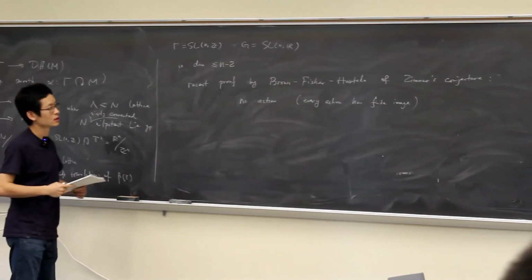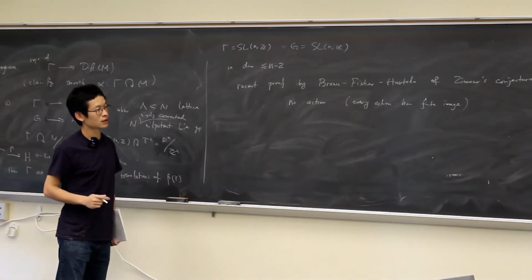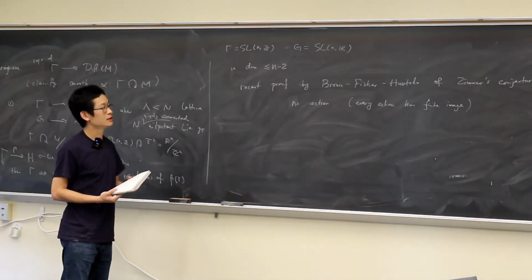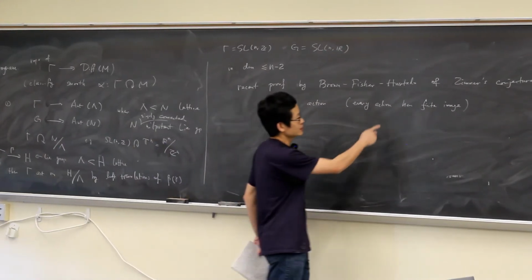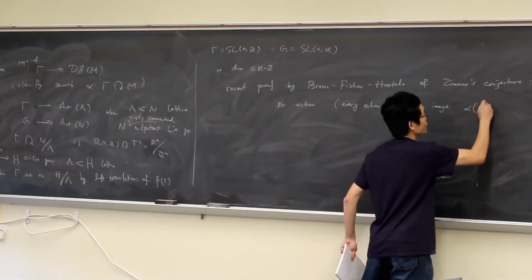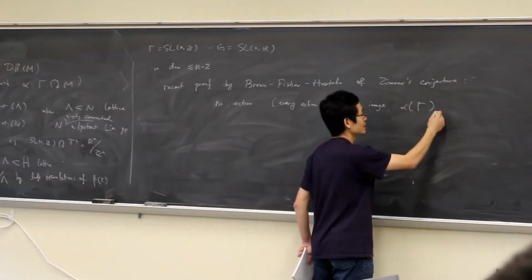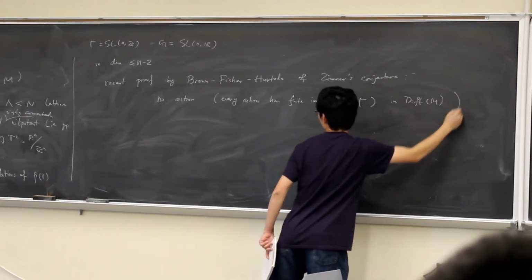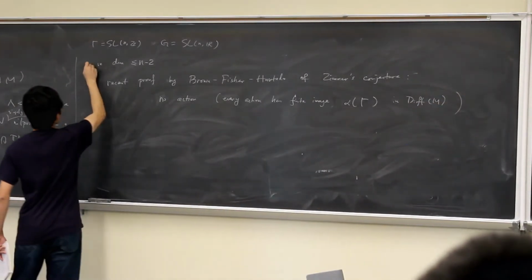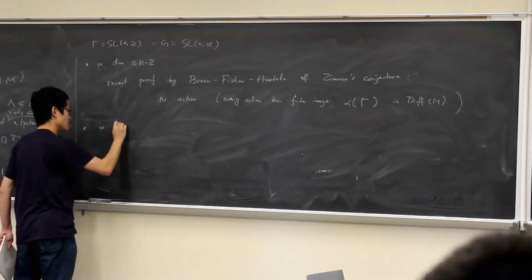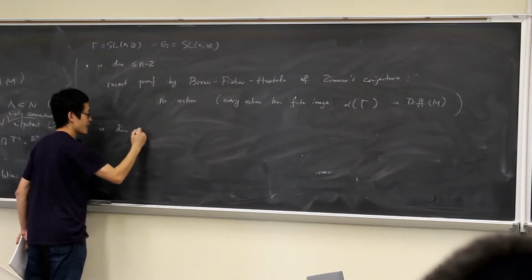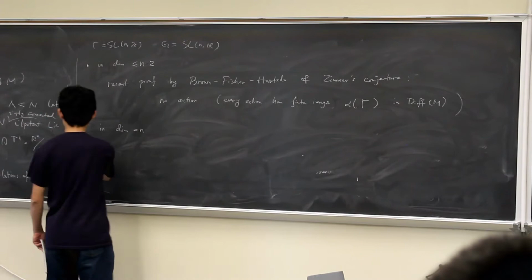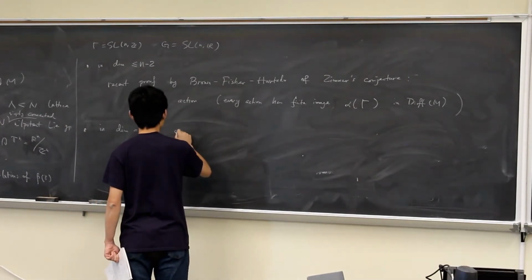So the statement is that if you have an action on a manifold of dimension lower than n minus 2, in this circumstance, then every action alpha has the image alpha of gamma being a finite set in the diffeomorphism group. In dimension n, you have this standard action on T^n.